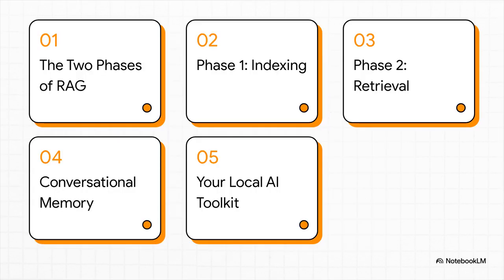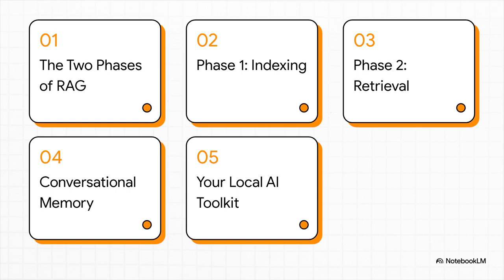So here's our game plan. First, we'll cover the two big phases of any RAG app. We'll break down phase 1, which is all about prepping your data. Then we'll jump into phase 2, the live question and answer part. After that, we'll level things up by adding conversational memory. And to wrap it all up, I'll show you the exact free tools you can use to build all this on your own machine.